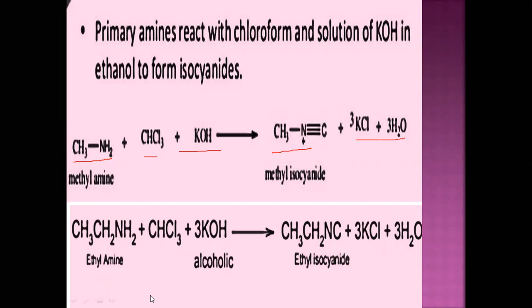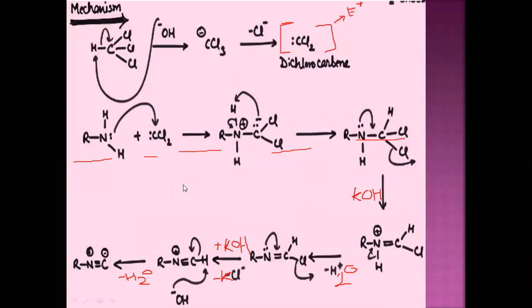This is very important. Why does isocyanide formation take place? Because here alcoholic KOH is used, so that's why isocyanide formation takes place. How isocyanide formation takes place, that we will see in the mechanism. Now see the mechanism.